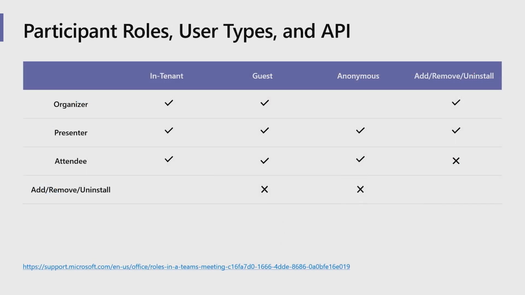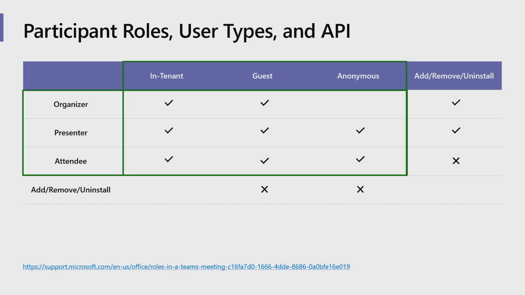Now that you have a good idea of what the meeting lifecycle is and the new UX surfaces that we've introduced, some critical information as you start thinking about building applications is this slide, where we talk about the different roles and different user types. If you see to your left, we have organizers, presenters, and attendees. These are what we call roles in a meeting. And then we have different user types: in tenant, guest, and anonymous.